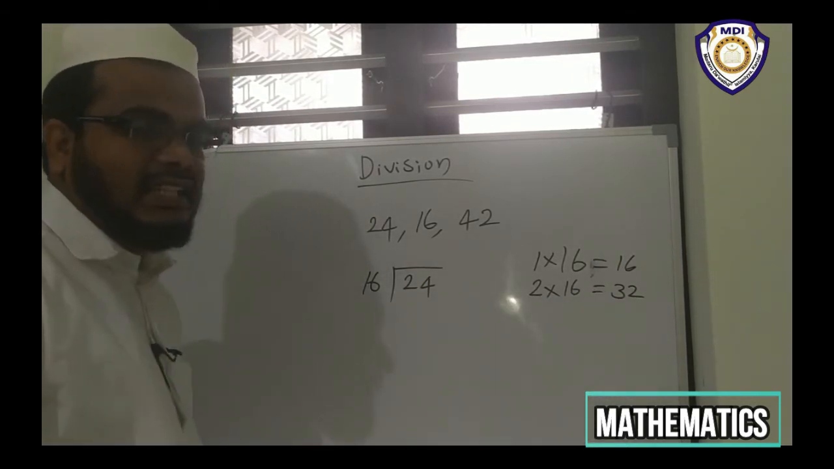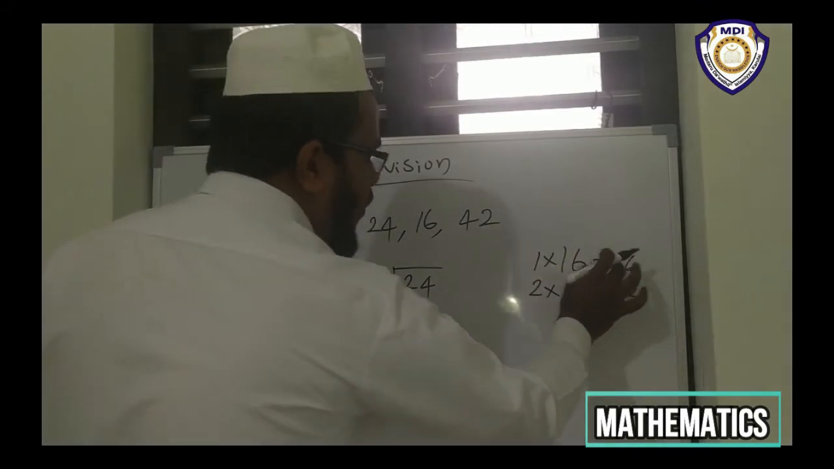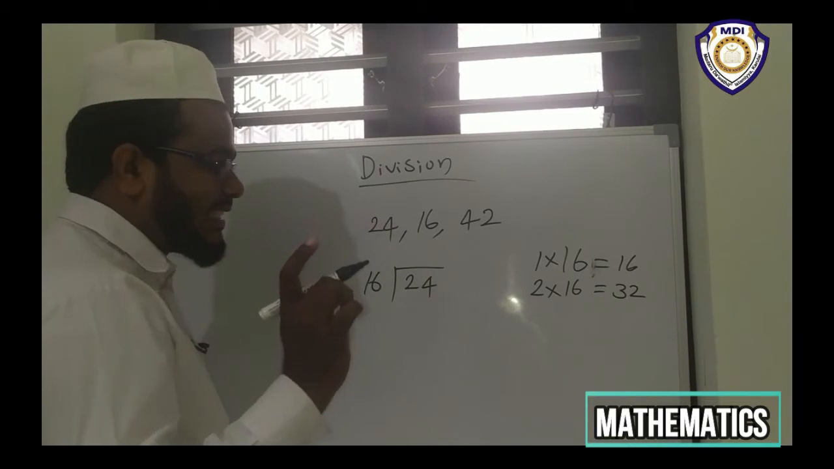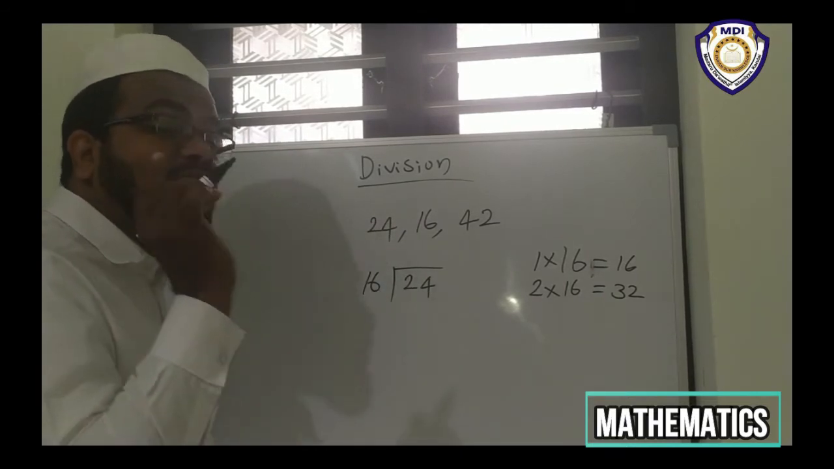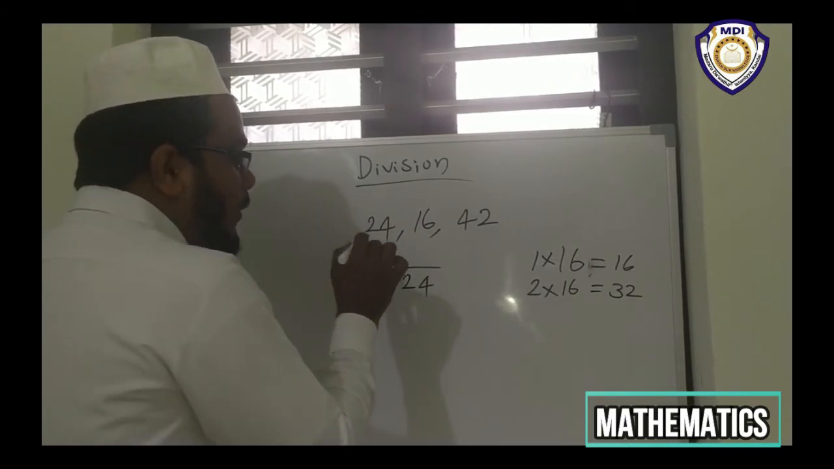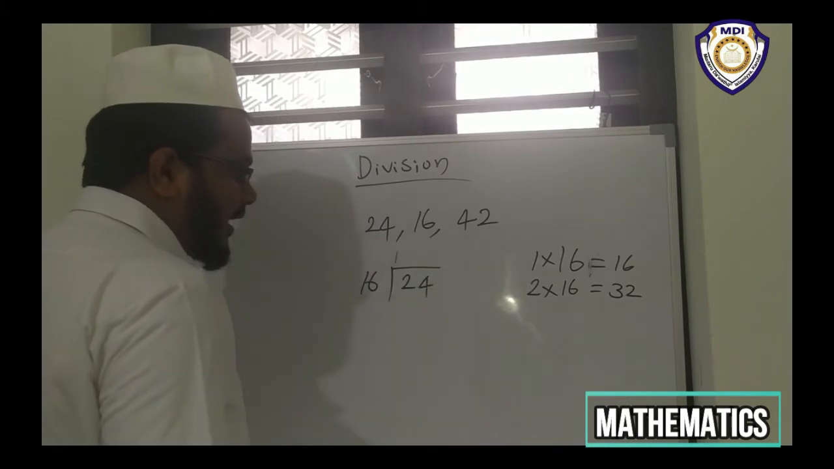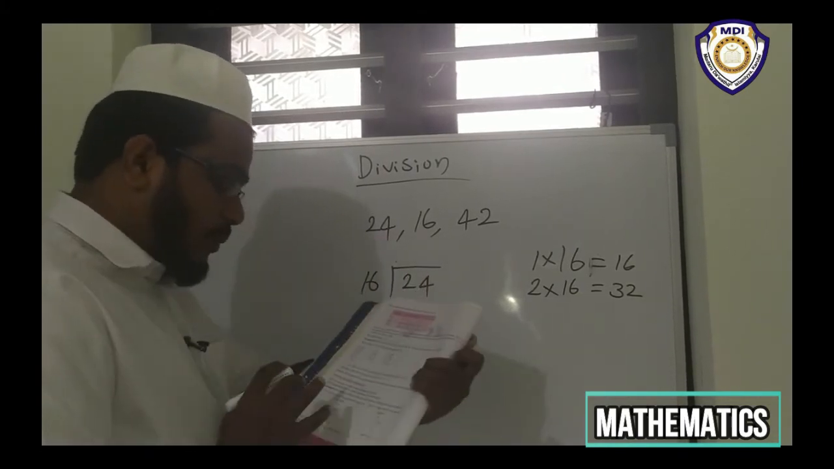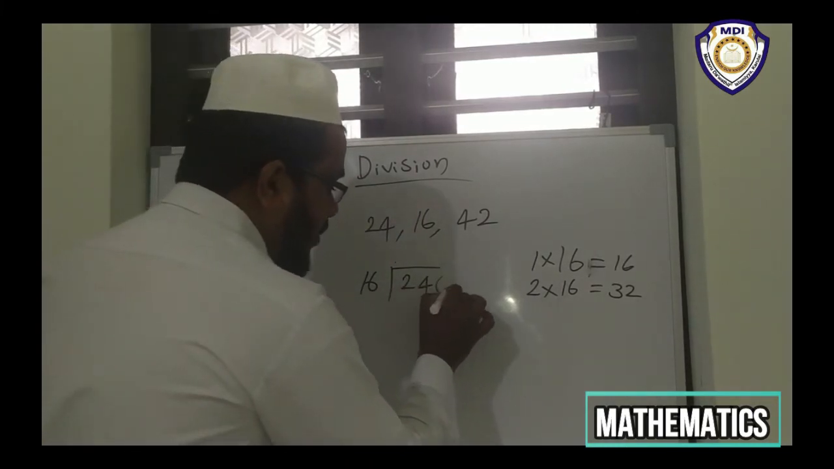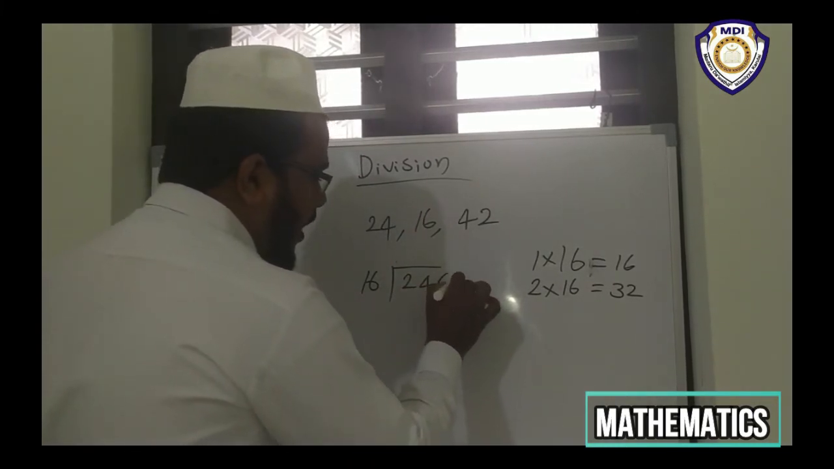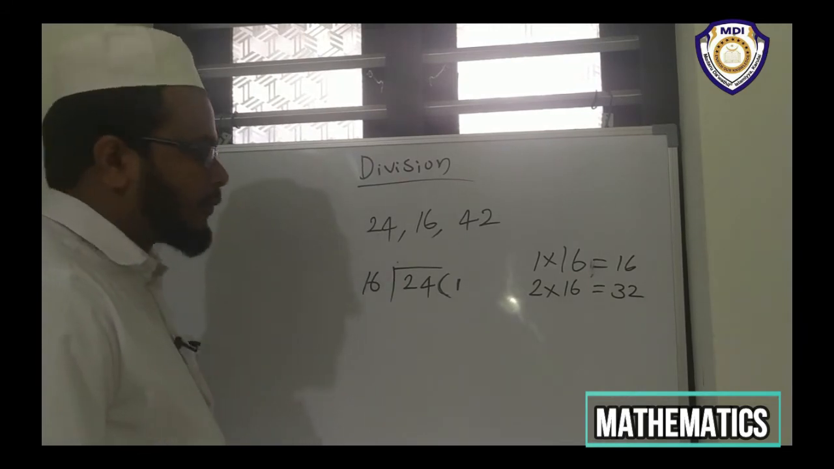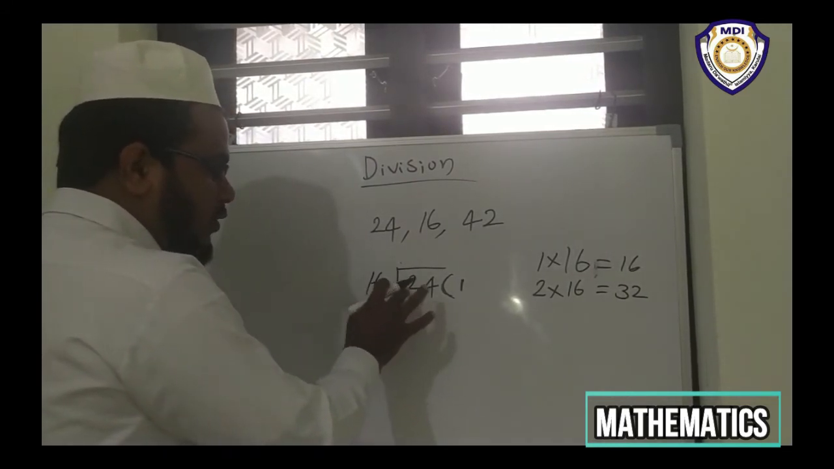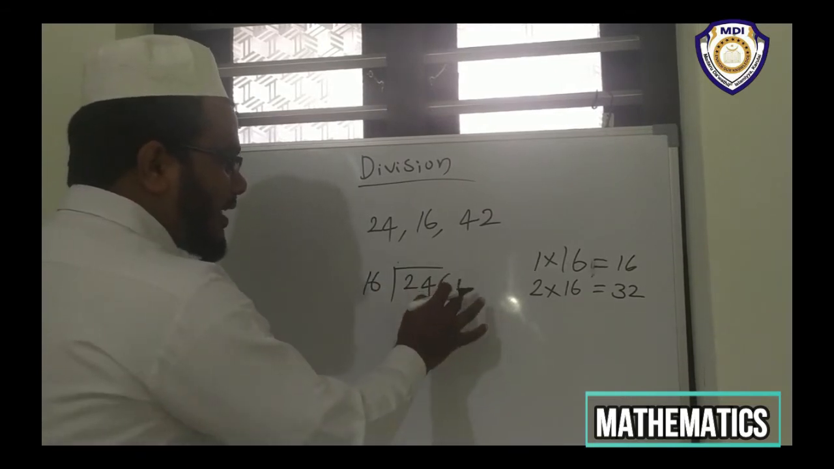2 into 16 is 32, but here there are only 24. So only 1 times 16 is there. Then the quotient is 1. You cannot write the quotient like that; you have to write down the quotient where it is in your book. Then 16 is the divisor, 24 is the dividend, and 1 is the quotient.